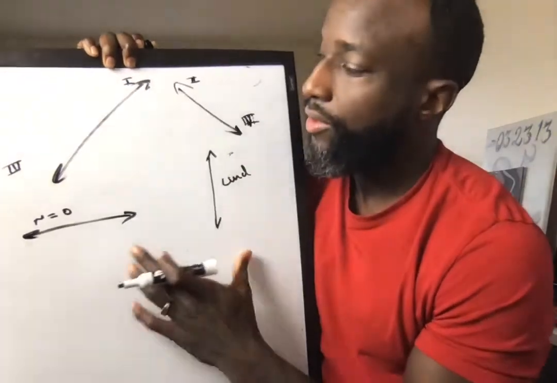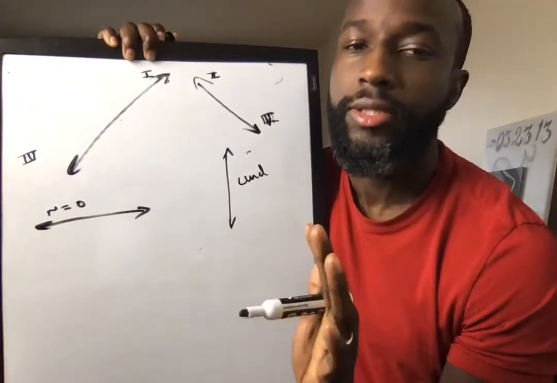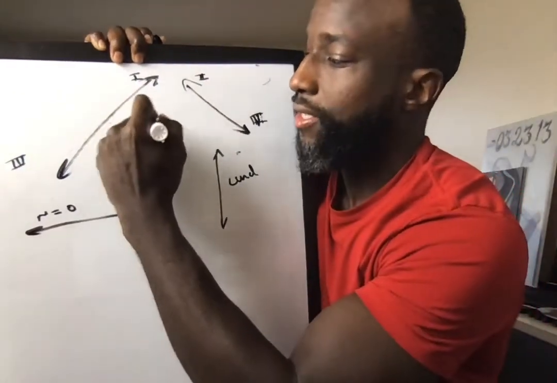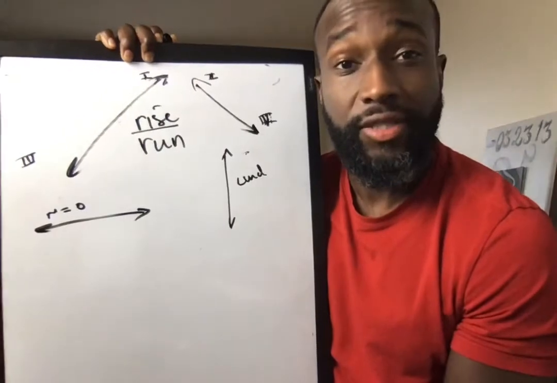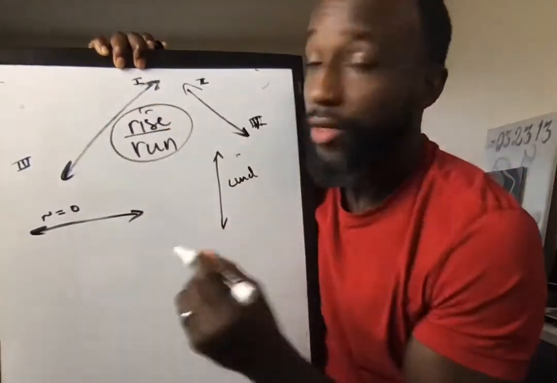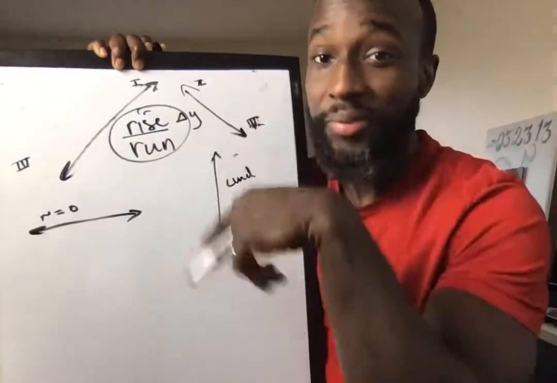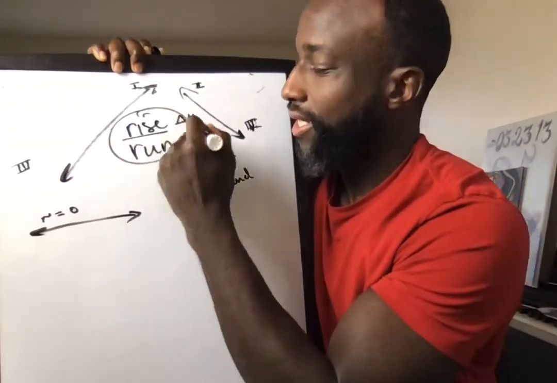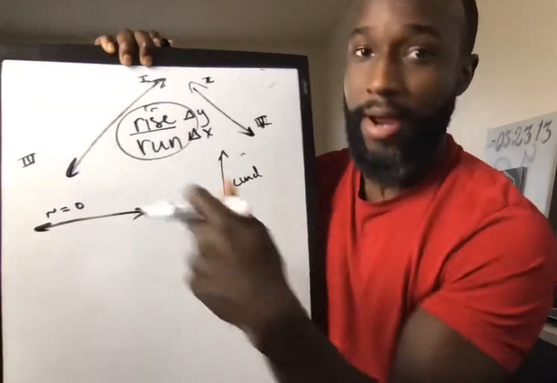Because when I say slope, the first thing that kids usually say is rise over run, right? And I'm going to come back to this. Rise means the change in y, because the y-axis goes up and down. The run is the change in x, left to right, because the x-axis goes from left to right, right?